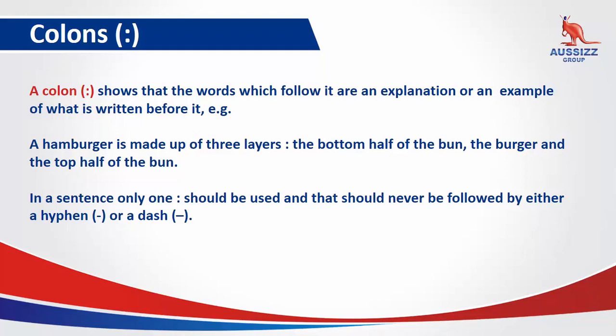Another example using another food item is a hamburger. A hamburger is made up of 3 different layers. Here is your colon, because it now lists your items. So the bottom half of the bun, the burger, and the top half of the bun. In a sentence, you should only ever use one colon, and it should never be followed by either a hyphen or a dash, which are in fact different things despite looking very similar.